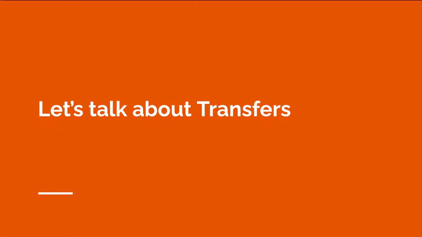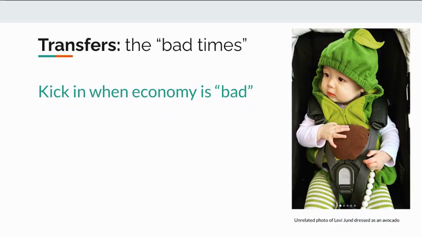Okay, let's talk about transfers. So let's first look at the bad times. So transfers are going to kick in when the economy is doing poorly. Transfers kick in when the economy is doing poorly. Again, Congress doesn't have to get together and pass a bill to give people transfers. Okay, again, when I talk about the COVID stimulus package, that was a non-automatic transfer, right? Because Congress had to pass a bill to authorize money to transfer to people.